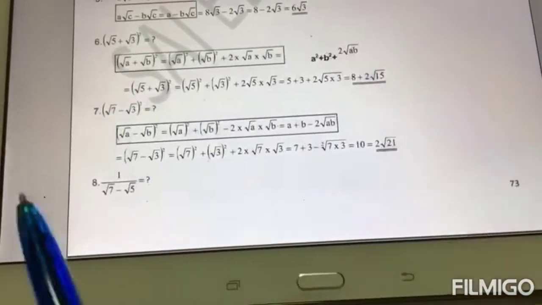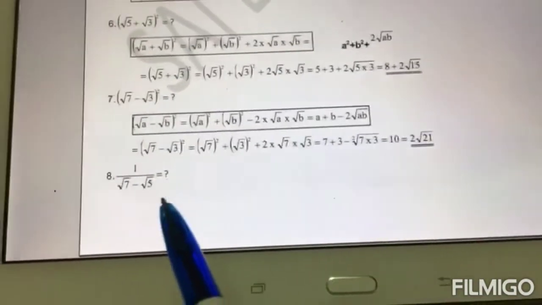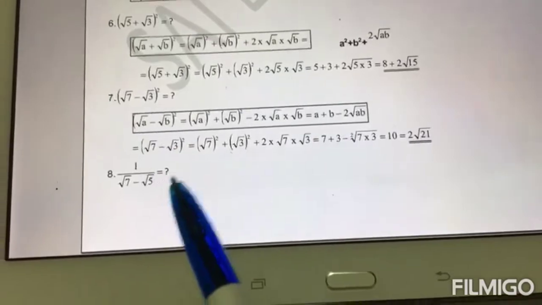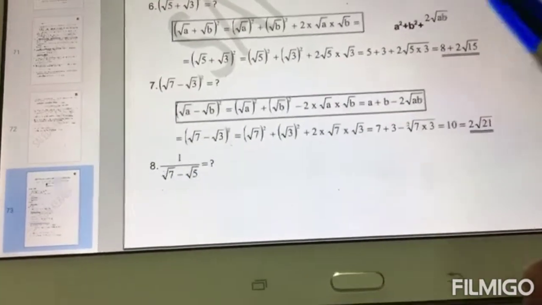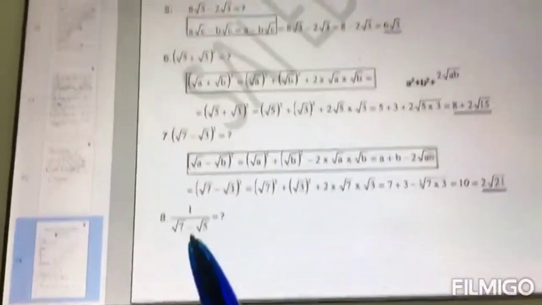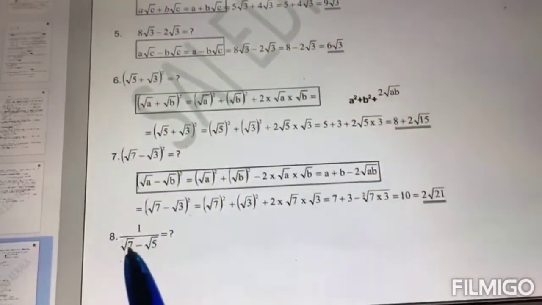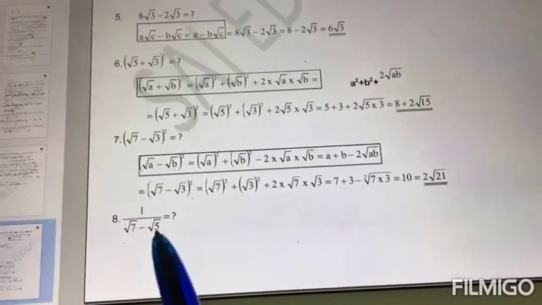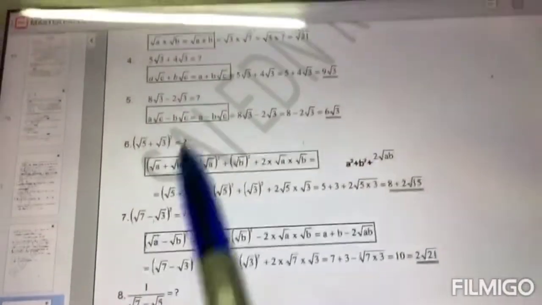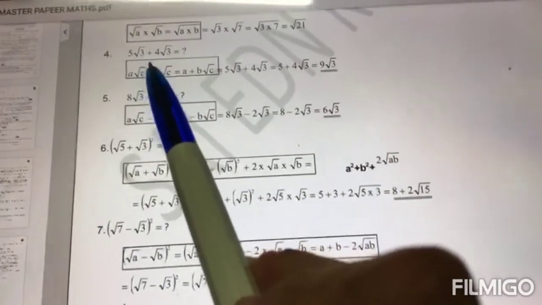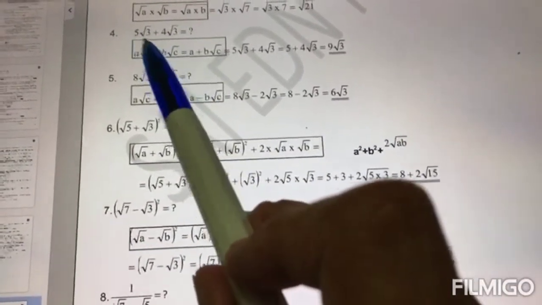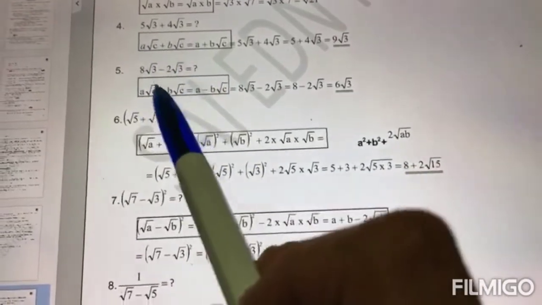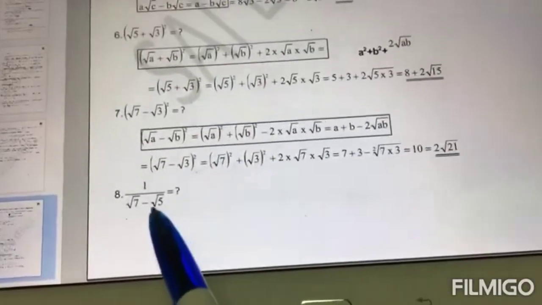Remember the formula. Okay, now let's move to number 8. 1 by root 7 minus root 5. First off, let me ask you, can I write this as 1 divided by root 2? I can't write it. Why? Because the numbers under the square roots are not the same. So I cannot subtract it directly. Remember, for addition and subtraction, we said that the number under the root, whether it is square root or cube root, has to be the same. Only then can we subtract the two terms or add the two terms. Remember? So here I can't do anything.